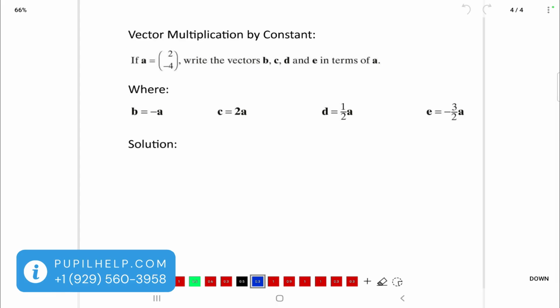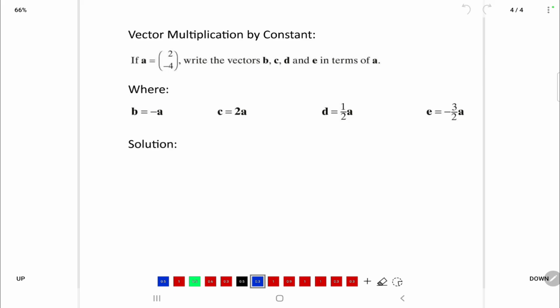Another example, vector multiplication by constant. So we'll carry on our last session. If A is a vector, 2 and minus 4, write vector B, C, D, and E in terms of A, where B equals minus A, C equals 2A, D equals half A, and E equals minus 3 over 2A. So now, solution: how can I compute B from A?